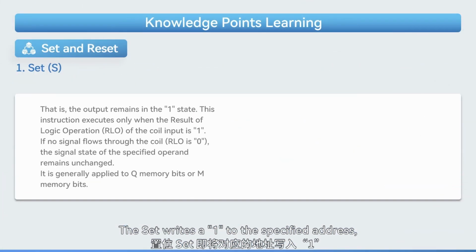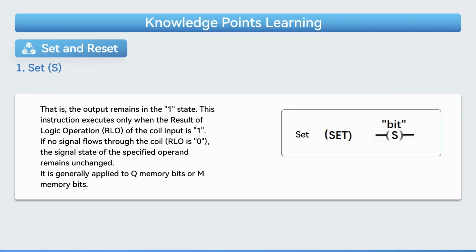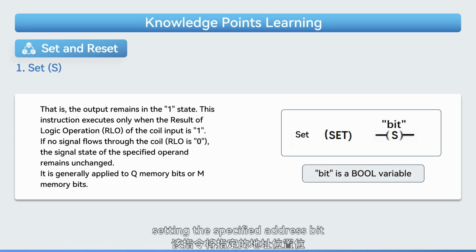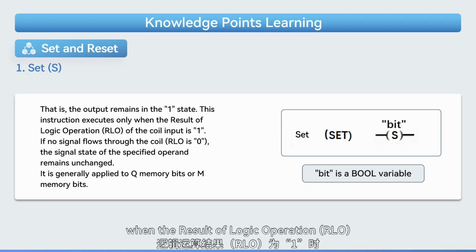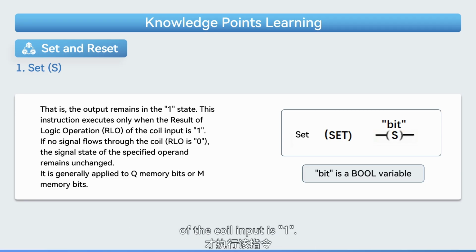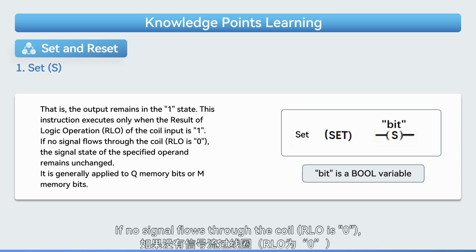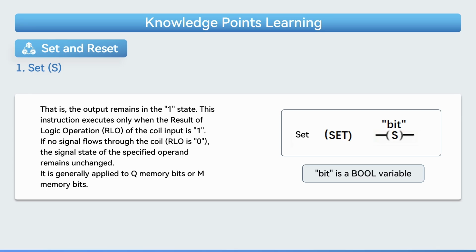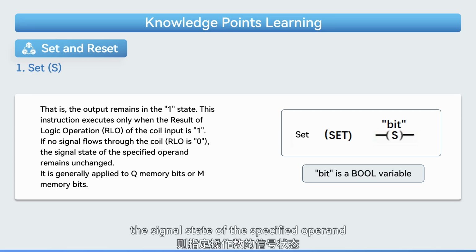The set writes a 1 to the specified address, setting the specified address bit to 1 and holding it. This instruction executes only when the result of logic operation of the coil input is 1. If no signal flows through the coil, RLO is 0. The signal state of the specified operand remains unchanged. This instruction is generally applied to Q memory bits or M memory bits.